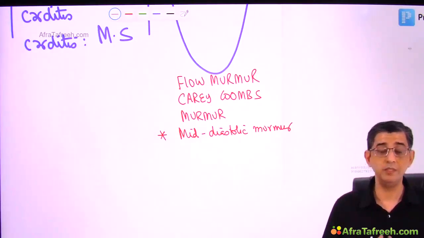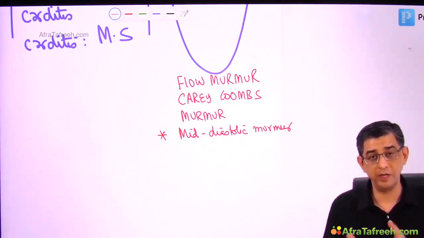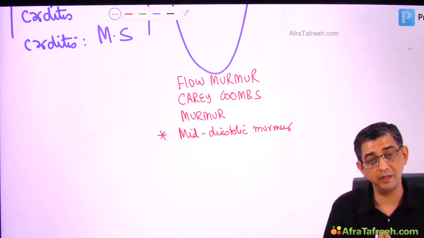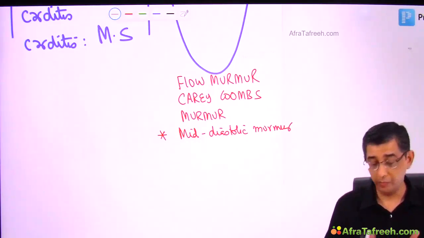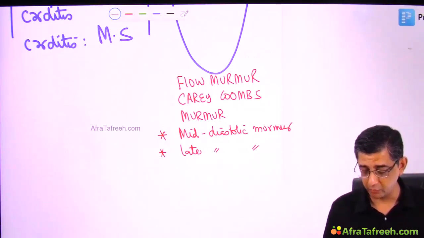The word is mid-diastolic murmur. Why? Because the blood is reaching into the ventricles in the middle of diastole. That's where the maximum blood flow into the ventricles is, rapid ventricular filling. But in some books, it is also given as late diastolic murmur, especially from the pediatric domain.